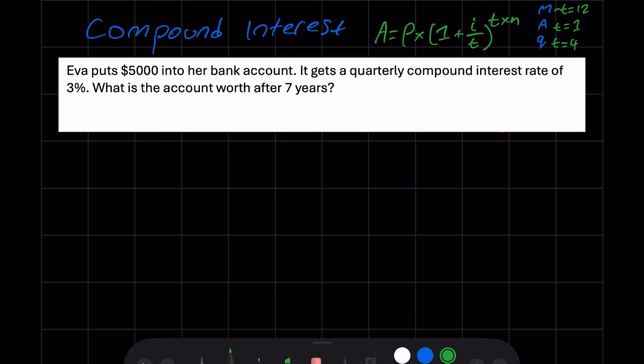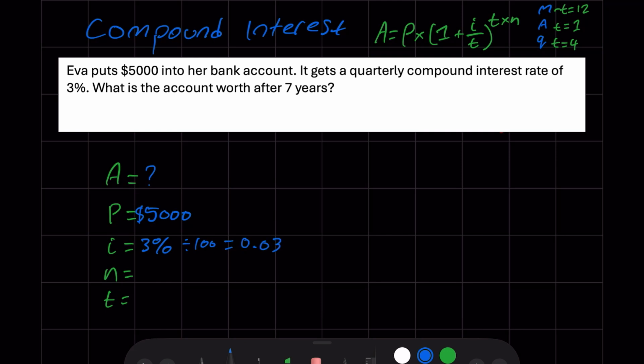So my first thing is, I'm going to write out my letters. A equals, P equals, I equals, N equals, and T equals. If you don't know what A equals yet, we're going to find that. P, our principal, is $5,000. I is 3%. If you can see the percent sign, that's it. We're going to divide that by 100 to get 0.03.